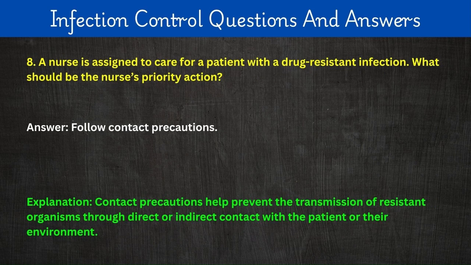8. A nurse is assigned to care for a patient with a drug-resistant infection. What should be the nurse's priority action? Answer: follow contact precautions. Explanation: contact precautions help prevent the transmission of resistant organisms through direct or indirect contact with the patient or their environment.